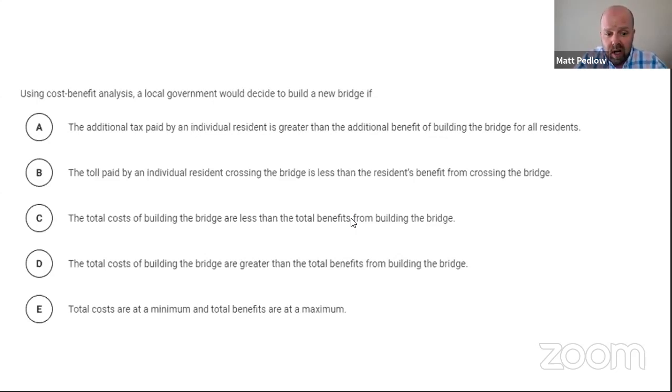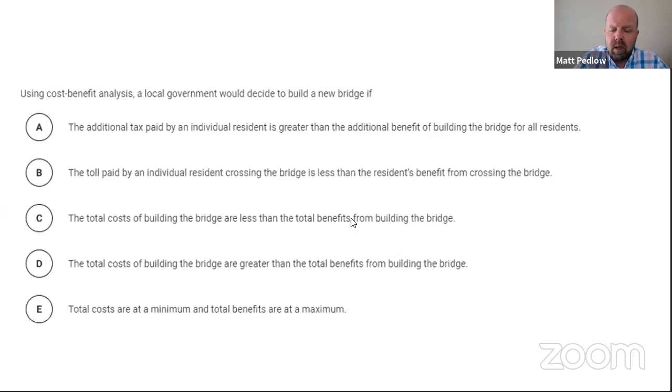C, the total cost of building the bridge are less than the total benefits. That could be correct. D, the total costs are greater than the total benefits. It's not good. And then E, total costs are a minimum, total benefits are a maximum. So most of you are smart people, right? On the AP, out of 5 answers, there's usually 1 kind of answer they don't really expect people to get, and then 2 that don't really make sense. Most kids who are between 4 and 5 can always separate them into 2 questions or 2 answers. The 5s are the ones that get the answer correct. The 4s are the ones that miss half of them.